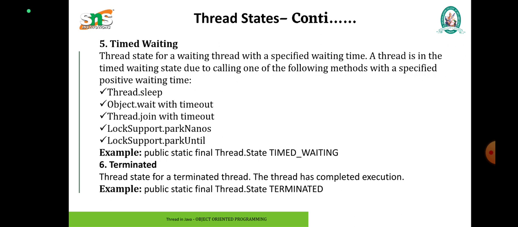Last one is terminated. Thread state for terminated thread, that is, the thread has completed the execution. Example, public static final Thread.State TERMINATED.